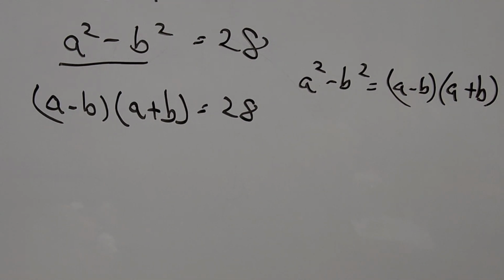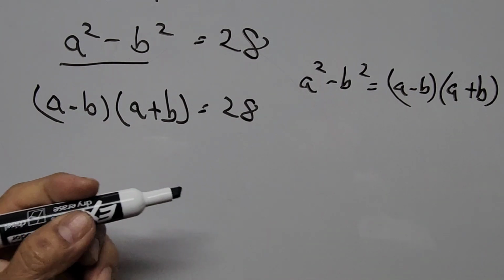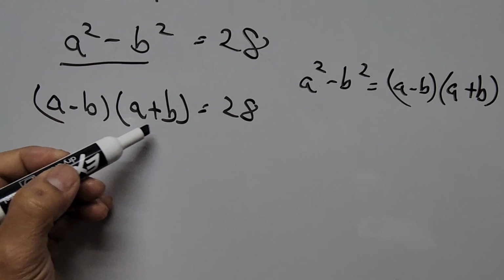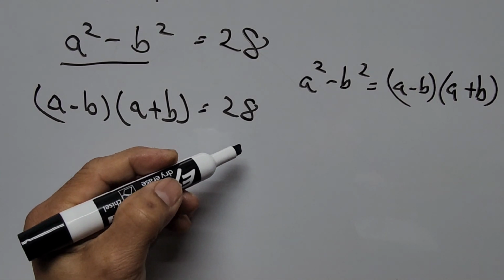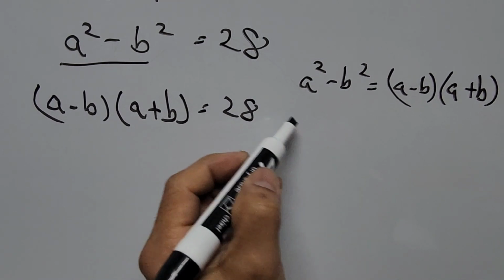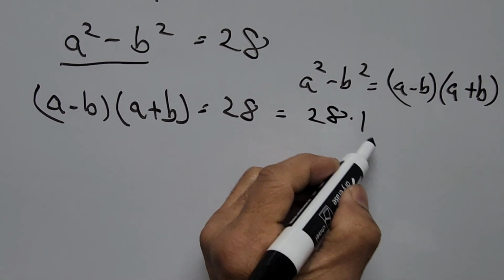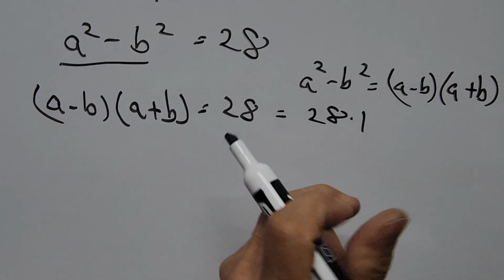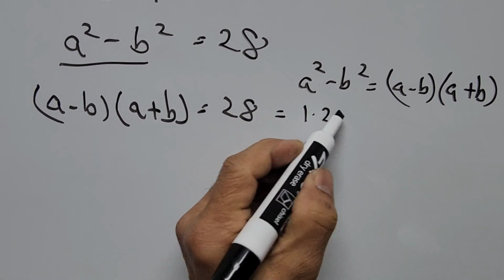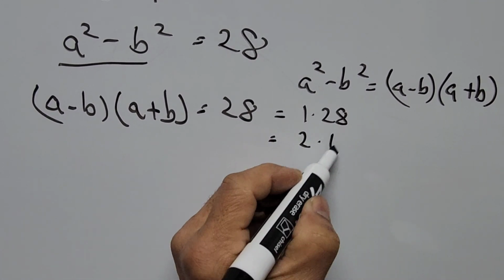Now what did you notice? On the left-hand side we have these two factors, right? And you can say that a minus b is the smaller one. A minus b is less than a plus b, and our constant is 28. So we'll be looking for the factors of 28, right? The factors of 28 are 28 and 1, or since this is smaller, we just switch these numbers, so 1 and 28. This is 1 times 28, that's equal to 28. And the other factor can be 2 and 14.